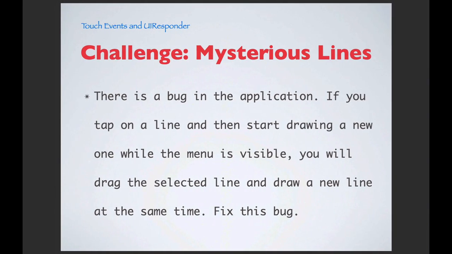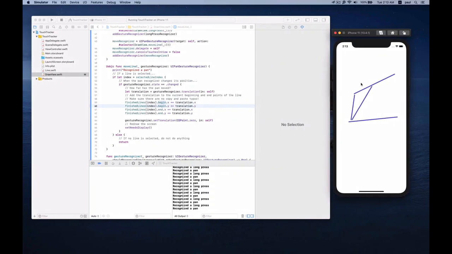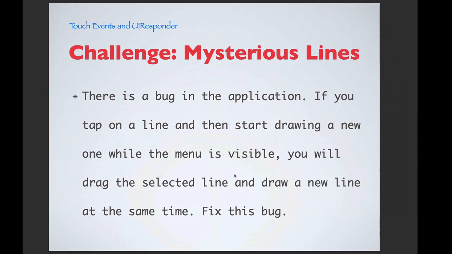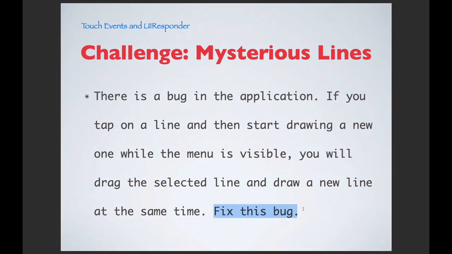Challenge: mysterious lines. There is a bug in the application. If you tap on a line and then start drawing a new one while the menu is visible, you will drag the selected line and draw a new line at the same time. Fix this bug. Okay, see you next time.